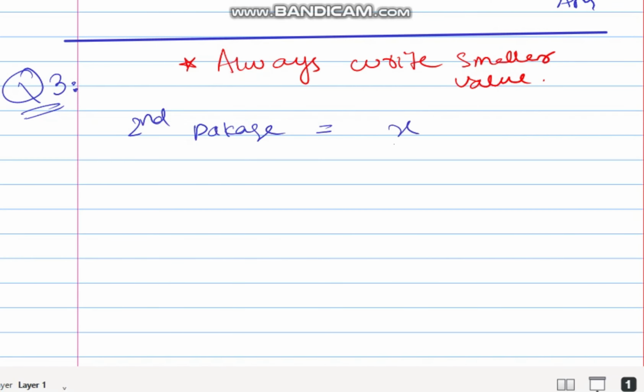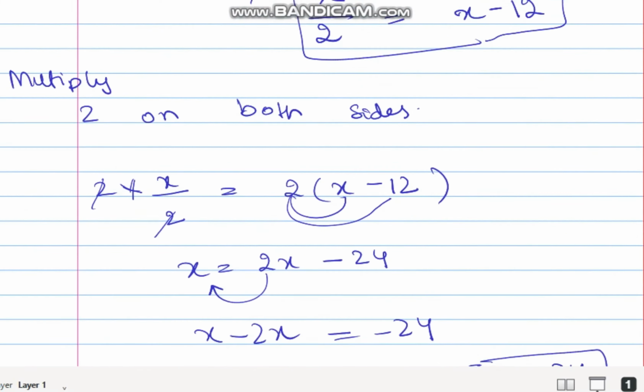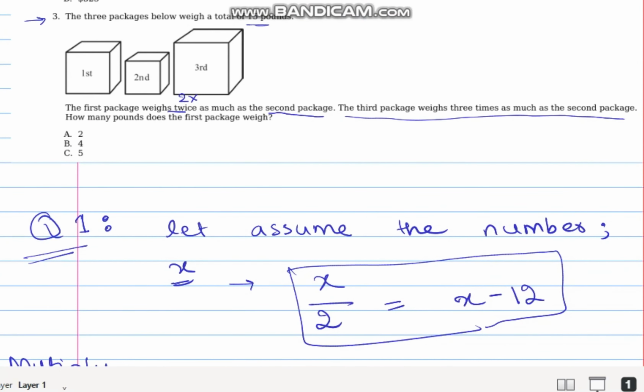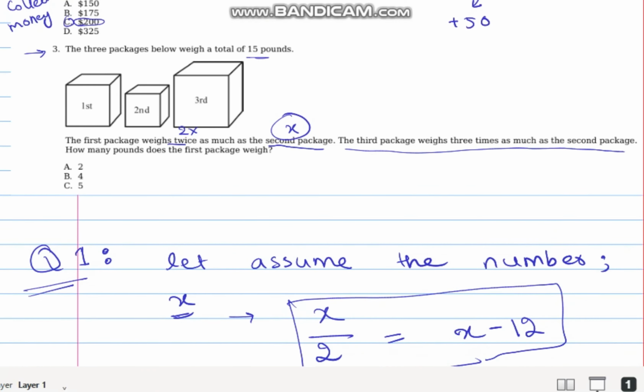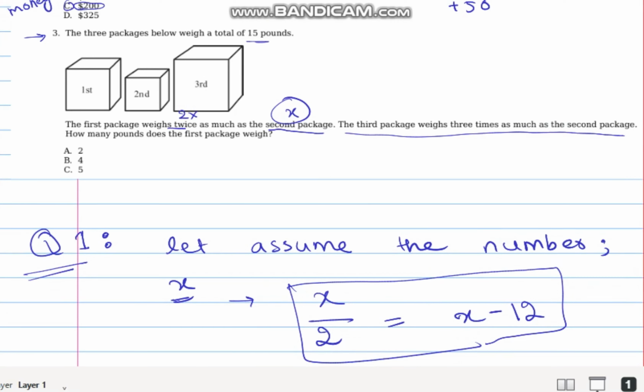The second package is equal to x. Now what will be the first package weight if the second package weight is x? The first package is 2x. Yes, very good. And the third package will be 3x. Yes, exactly, excellent.